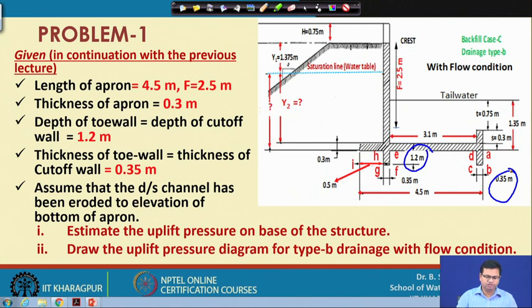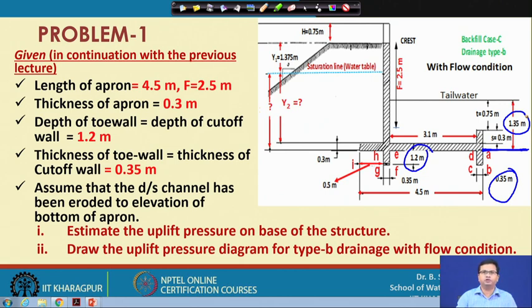Assume that the downstream channel has been eroded to the elevation of the bottom of apron. That means this channel has eroded up to the bottom of apron, up to this line. So, this shows that the tail water is up to this depth, equal to 3.5 meter in this slide. Our question is to estimate the uplift pressure on base of the structure and draw the uplift pressure diagram for type B drainage with full flow condition.